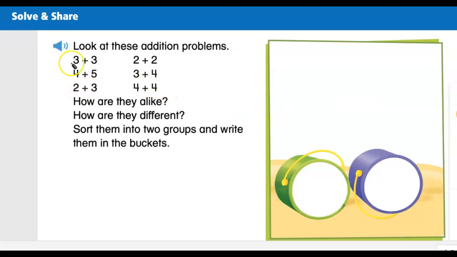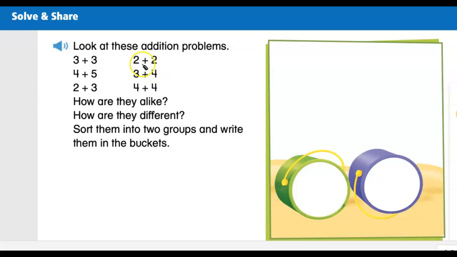Our solve and share says look at these addition problems. So these are the addition problems we have here. We have 3 plus 3, 4 plus 5, 2 plus 3, 2 plus 2, 3 plus 4, and 4 plus 4. Our directions tell us to tell how they are alike. How are these addition problems alike? But also, how are they different? It wants us to sort them into two different groups and write them in the buckets. So these are the two buckets, and it wants us to sort these addition problems and tell how they are alike and how they are different.